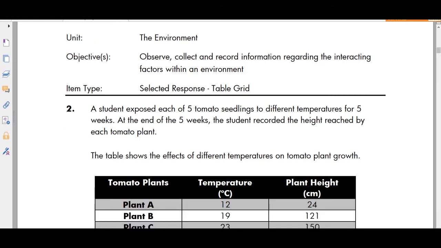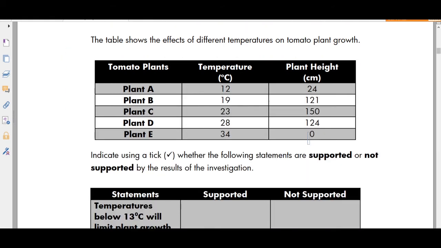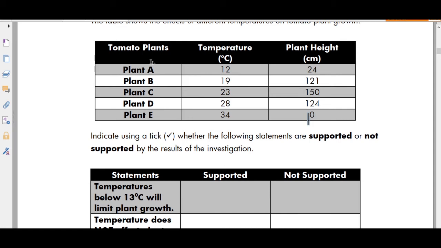All right, let's go here. So here we have tomato plants. We have a table here, and we have rows that go horizontal, and columns that go vertical. We have one column that deals with the tomato plants, plant A, B, C, D, E, and F. Then we have the temperatures associated with each plant, and the plant height in centimeters. Now, the temperature would be measured by an instrument called a thermometer.